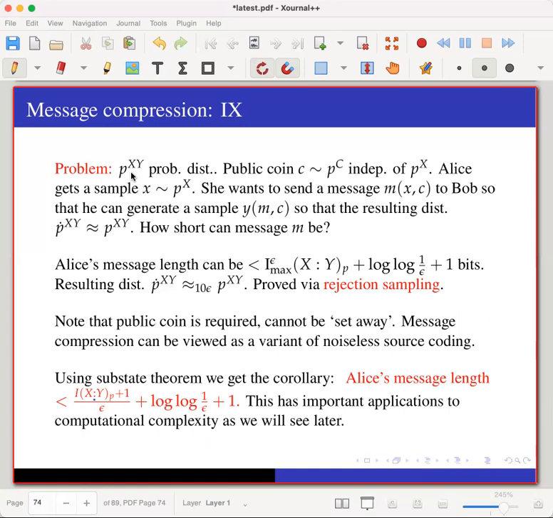So this is different from the usual thing that Cover and Thomas had, right? Which problem are you talking about? So this is a variant of noiseless source coding. In noiseless source coding also there was an underlying PX, which is part of the problem description.